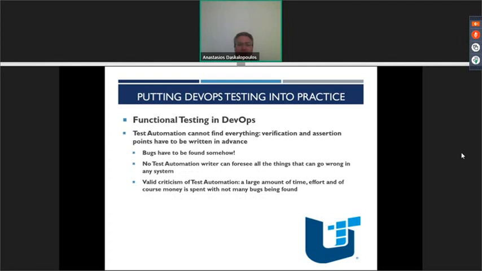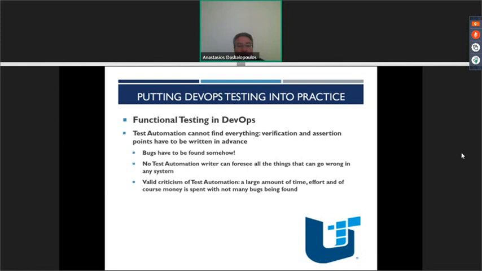And keeping that in mind, we also have to remember that test automation cannot find everything. Verification and insertion points have to be written in advance, so you have to find the bugs somehow. No test automation writer can foresee all the things that can go wrong in any system. That's a problem with test automation: you're looking for things in advance and you can't foresee things that have gone wrong. And all of us as testers have seen very weird things go wrong in testing systems.